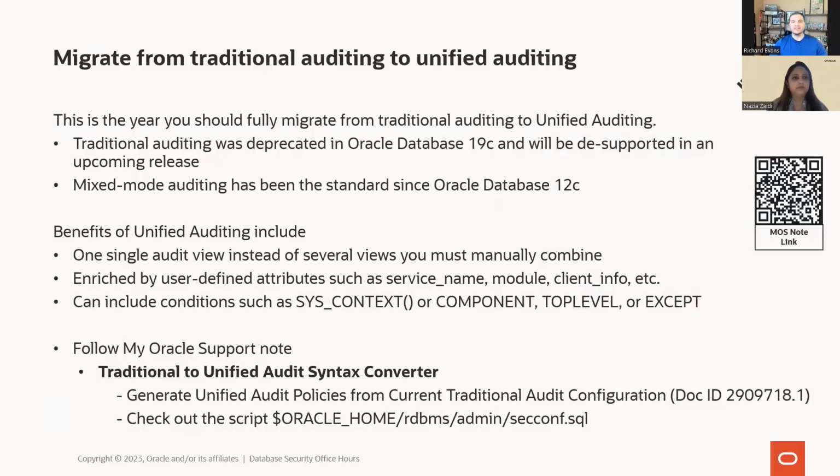Another thing we're talking about is migrating from traditional to unified audit. With the release of 23c Free and then the impending release of 23c on-prem, cloud, everything, unified auditing is going to be the standard auditing mechanism and really the only mechanism within the 23c database. So take a look at that My Oracle Support note, traditional to unified audit syntax converter. It gives you an idea of, okay, these are the audit policies we have in place now.